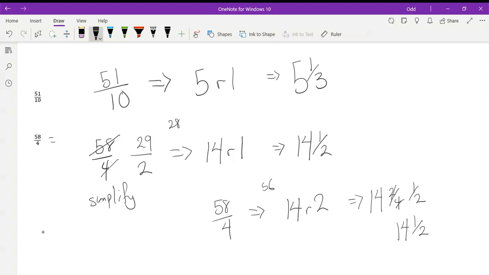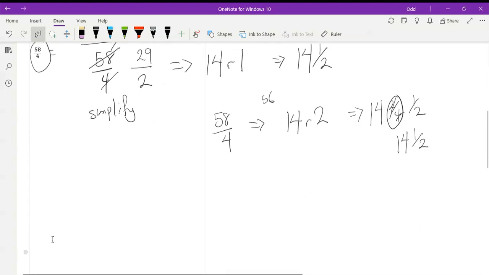But it's always advisable to simplify early on, because some people might forget to break this down. So it's always best to simplify early on and then convert to a mixed fraction.